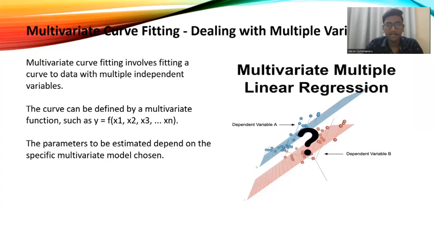Multivariate curve fitting, dealing with multiple variables. Multivariate curve fitting involves fitting a curve to data with multiple independent variables. The curve can be defined by a multivariate function such as y = f(x1, x2, x3, and so on xn). The parameters to be estimated depend on the specific multivariate model chosen.